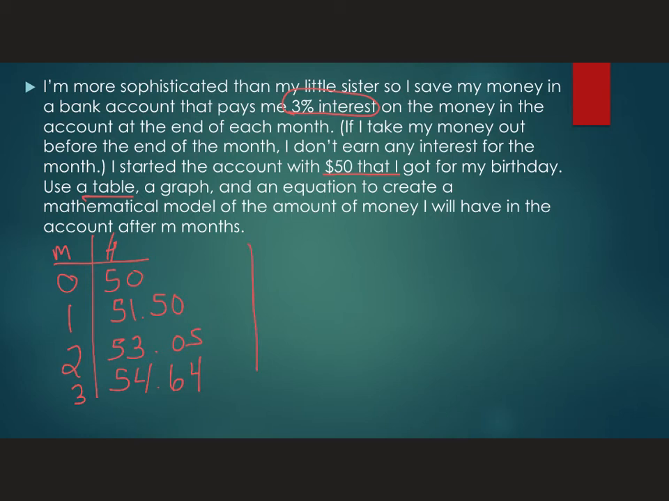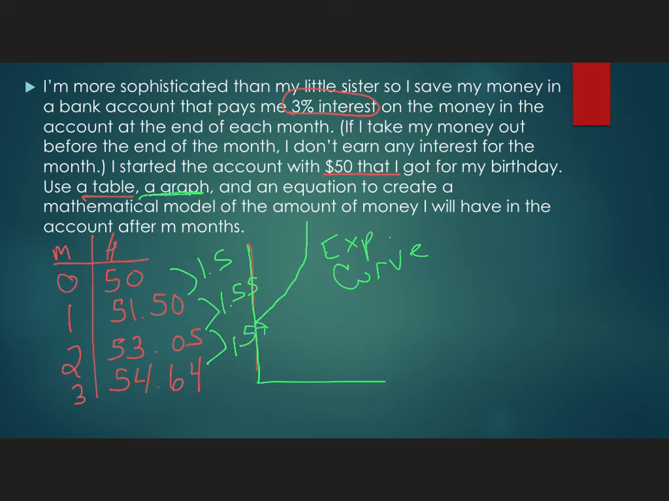Well, on a graph, I'm just going to be looking at this positive section. I start out at $50, but this is not going to be linear. This is going to increase more and more as time goes up. It's going to give me that exponential curve. Because here I earn $1.50. Here I earn $1.55. Here I earn $1.59. So you see that it's changing by more each time.